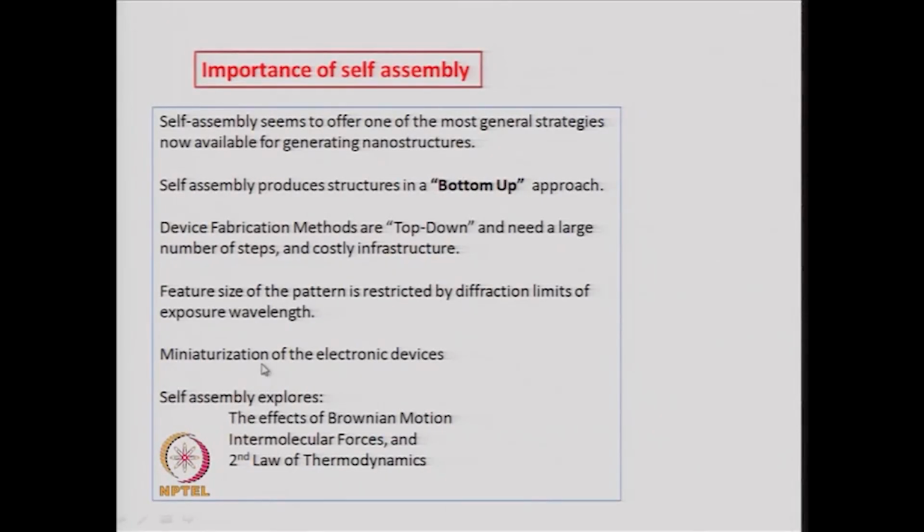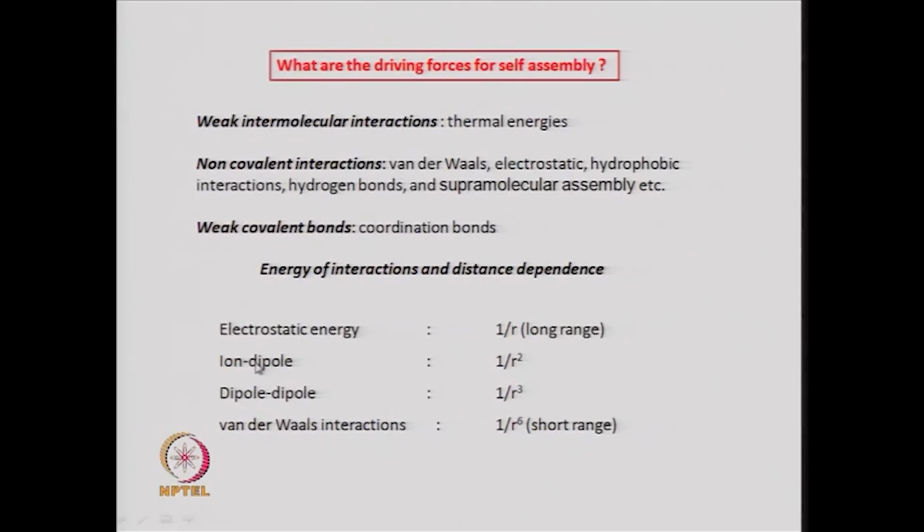Now, what are these forces that we talked about which guide self assembly? These forces can be of different kinds. There can be weak intermolecular interactions like the thermal energies of the value of kT. Then there can be non covalent interactions which are van der Waals type, they can be electrostatic, hydrophobic interactions, they can be due to hydrogen bonds, and then they can be like you get in supramolecular assemblies, etc. They can be weak covalent bonds like coordination bonds.